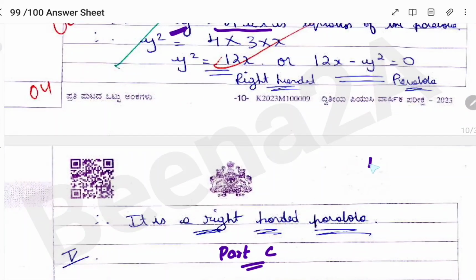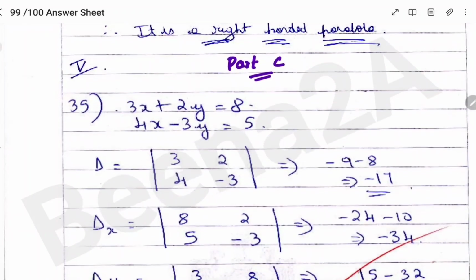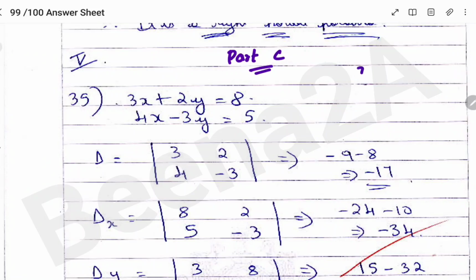In part B, 9 questions were supposed to be answered. He answered exactly 9 questions, right? From question 21 to 29. He has answered all 9 questions here. Then coming to part C, again 9 questions to be answered here.